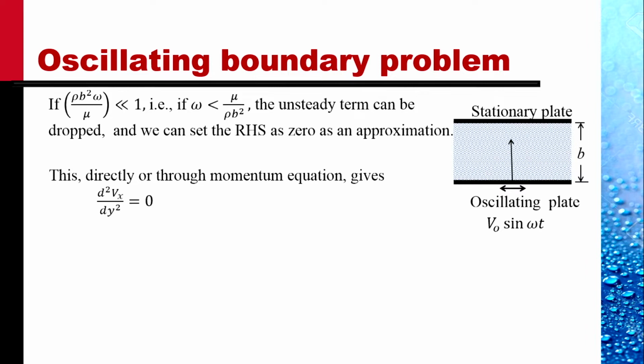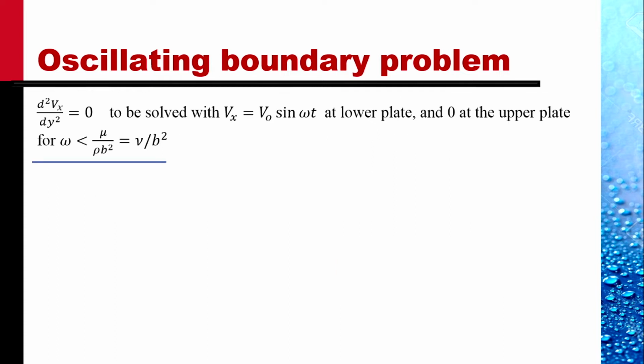This directly or through the momentum equation gives del square Vx by del y square is equal to 0. That is, there is no net viscous force acting on the fluid. This is to be solved with the boundary condition, the no slip boundary condition at the lower plate, Vx is equal to V naught sine omega t, and the velocity is 0 at the upper plate. Again, a no slip condition.